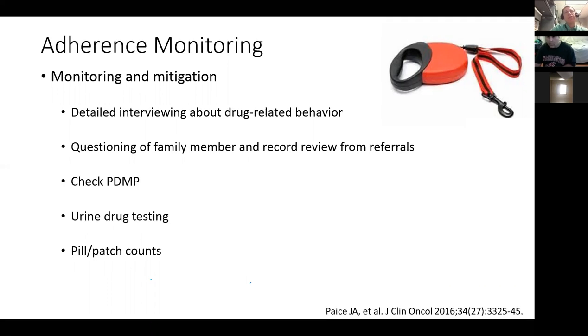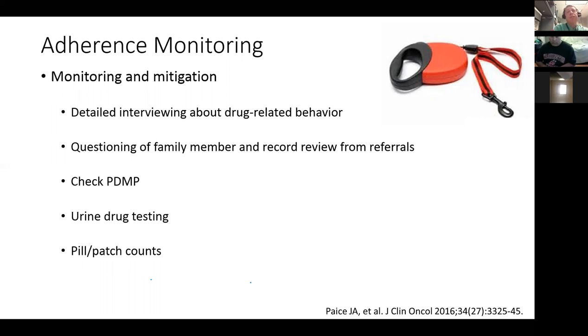So that leash entails detailed interviewing about ongoing drug-related behavior, and that may utilize other validated tools such as the CALM. Certainly asking family members who live with the patient, know their behavior, understand what's going on with them at home, and look at how they're utilizing their drugs. And a check of the PMP each and every time we see the patient before opioids are ordered.